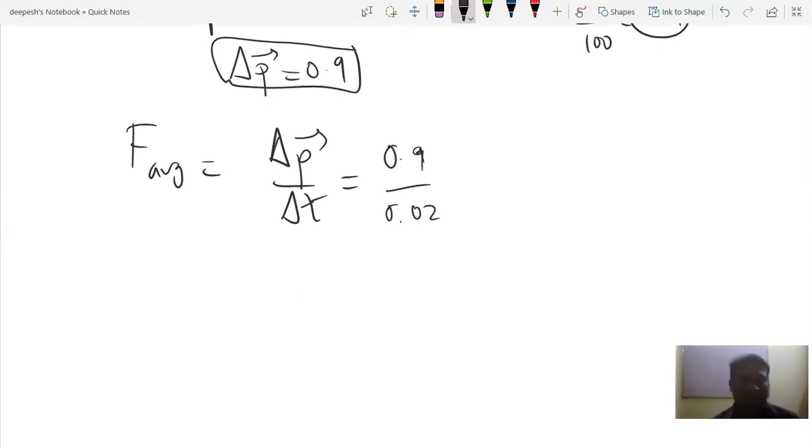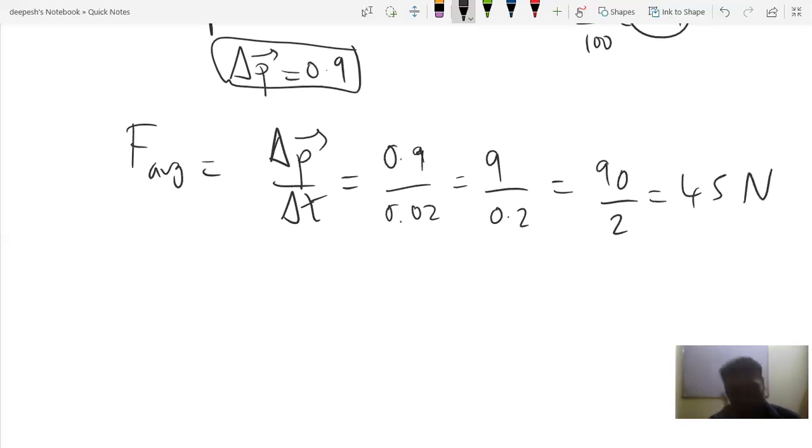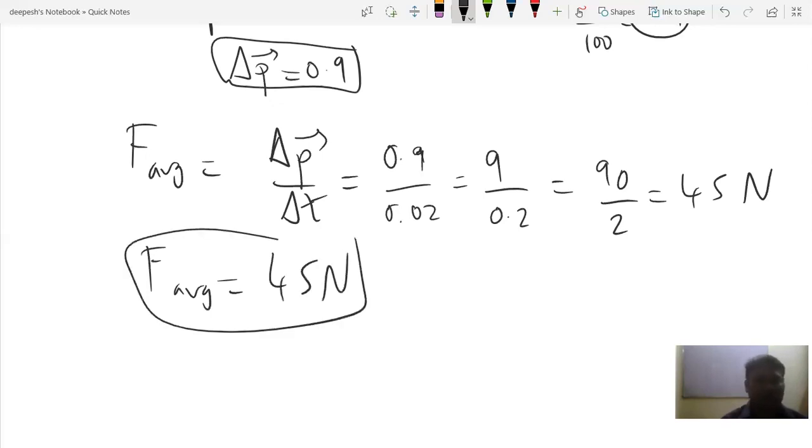So let us do the calculation. Multiply by 10. So this will be 9 upon 0.2. One more multiplying by 10, it will be 90 by 2, which is 45 Newton. So we can say the average force comes out to be 45 Newton. So this is the answer to question number 2, illustration 2.